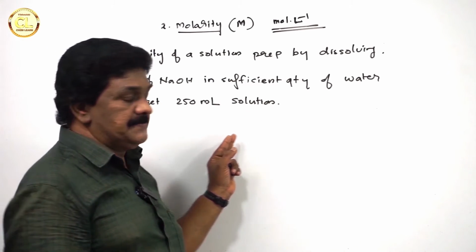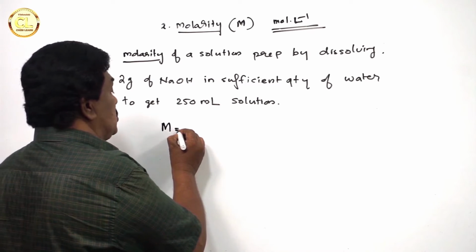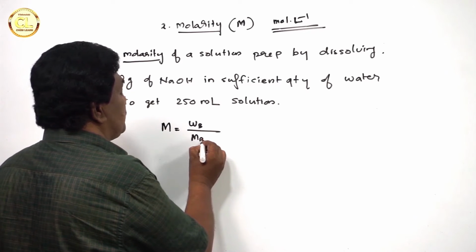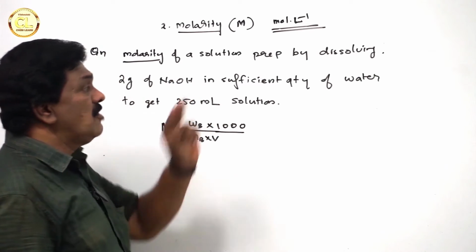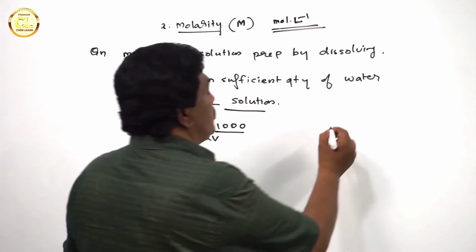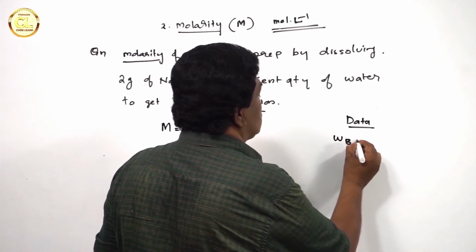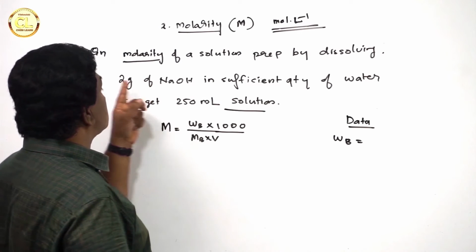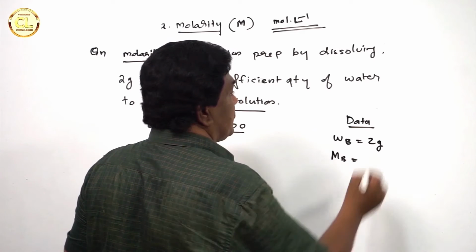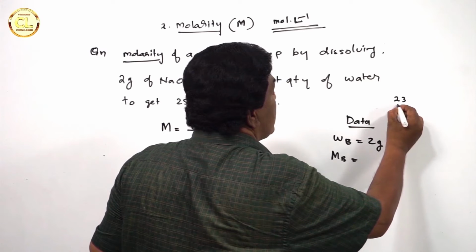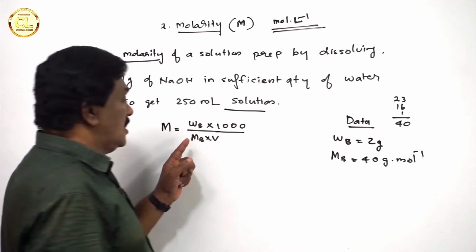We are asked to find molarity. Molarity can be determined using the formula M is equal to WB by MB into V, the whole into 1000. This is the formula used for finding molarity. Now, we are going to write down the data given in the problem. WB means mass of the solute. Here, B stands for solute. The mass of the solute, sodium hydroxide, is 2 grams. Then, molecular mass of the solute, MB. For sodium hydroxide, sodium 23, oxygen 16, hydrogen 1, so we get 40. So, 40 gram per mole is the molecular mass of sodium hydroxide.